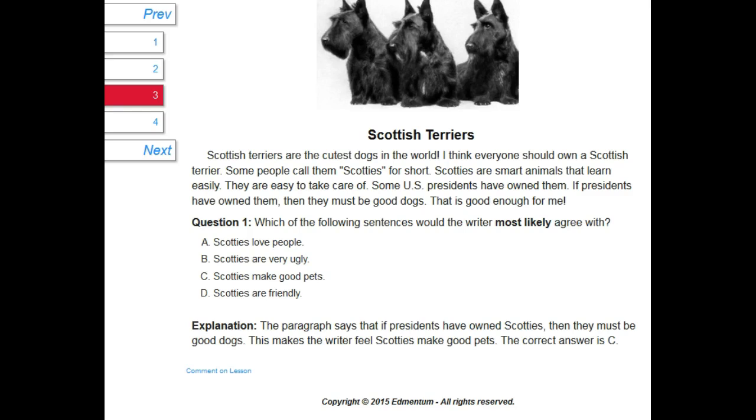So question 1 is, which of the following sentences would the writer most likely agree with? A. Scotties love people. B. Scotties are very ugly. C. Scotties make good pets. Or D. Scotties are friendly. According to the paragraph, it says that if presidents have owned Scotties, then they must be good dogs, and the writer feels Scotties make good pets. The correct answer is C.